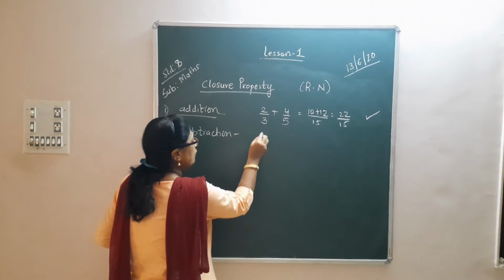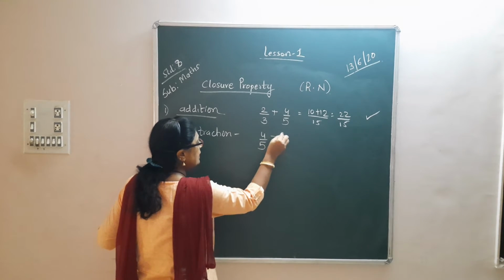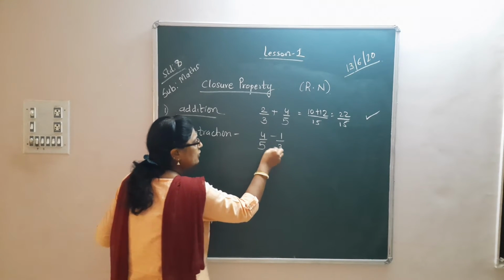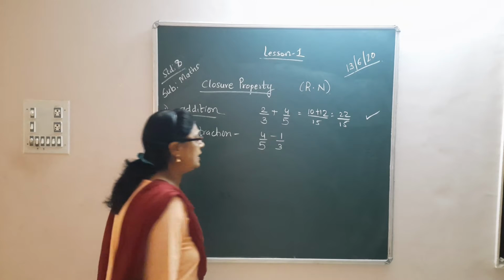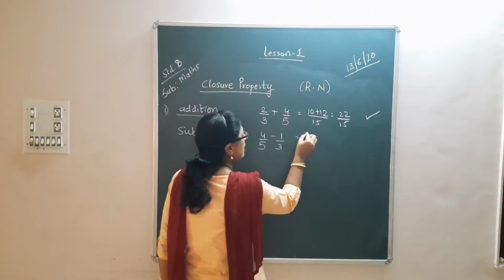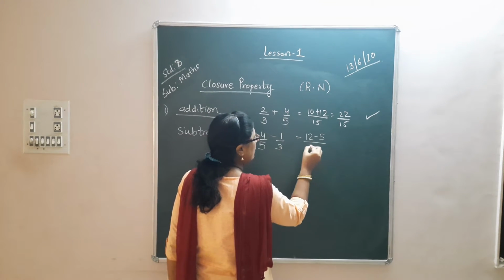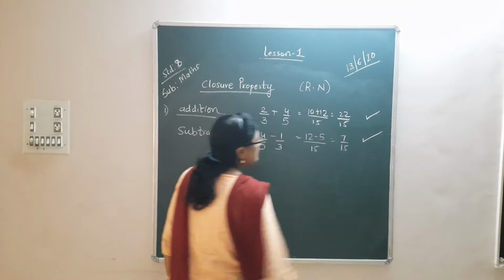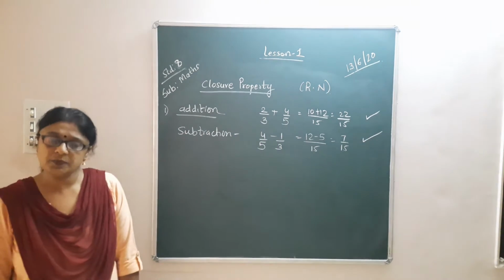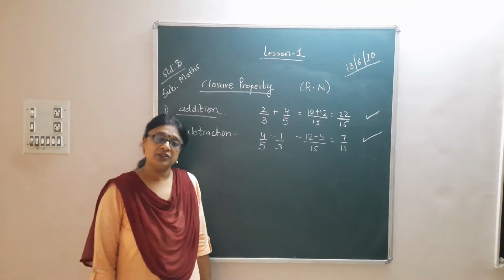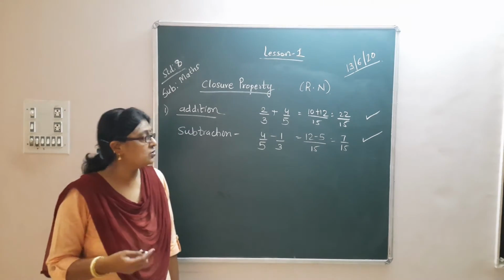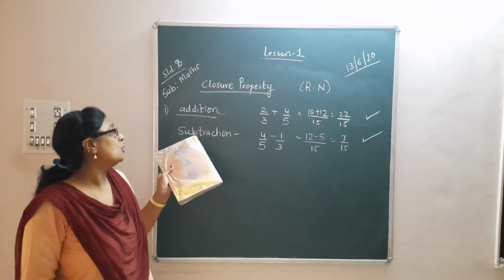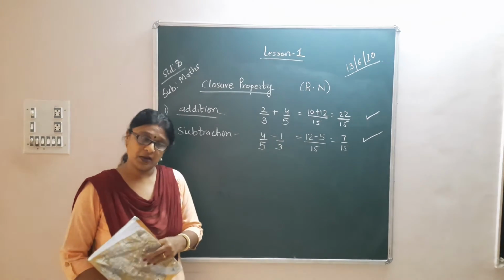Suppose I say 4 upon 5 minus 1 upon 3. It will be 12 minus 5 upon 15, that is 7 upon 15. Yes, again when I do the subtraction of any two rational numbers, the answer that I get is also a rational number. So it is closed under subtraction.